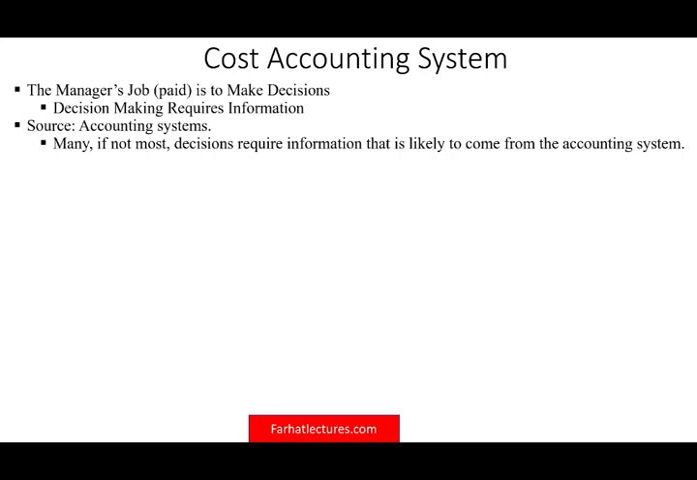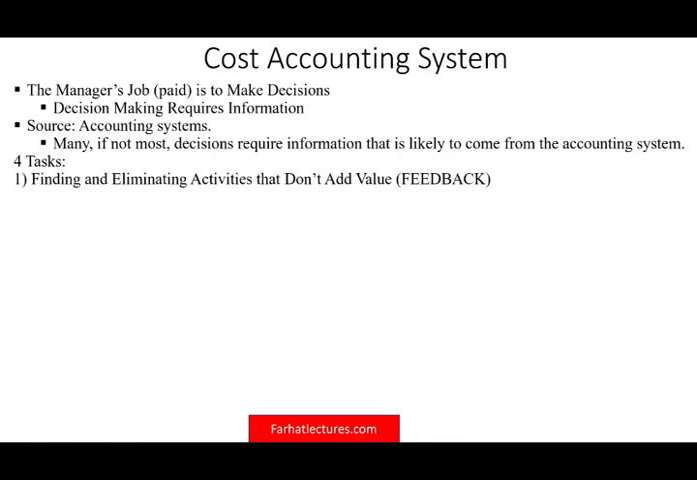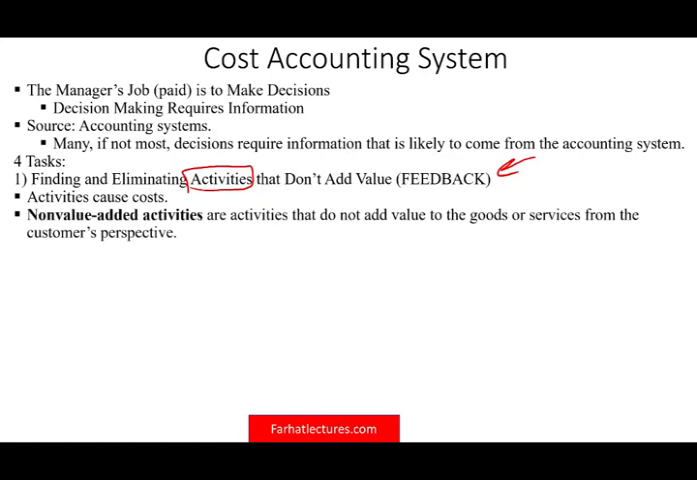But basically, we are going to summarize the benefit or the need for that accounting information system under four different tasks. Very general tasks that encompass everything. The first one is finding and eliminating activities that don't add value. So how can we evaluate if the system is good or not? Well, does it have a feedback value? Feedback means, does it tell us something about what we are doing? And what is an activity? An activity is anything that consumes cost. So if we can find an activity that does not add value, and we could eliminate that activity, whatever that activity is, then the accounting information system is doing good.